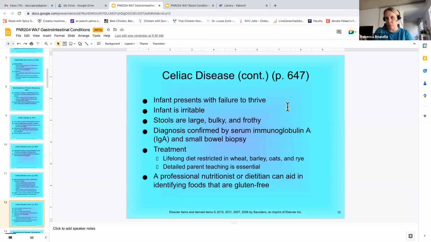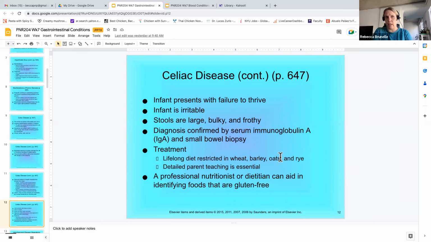So you would expect with celiac disease, they're not going to grow normally. They're going to have failure to thrive, irritability, bulky, frothy stools. It's definitively diagnosed with a small bowel biopsy, and then they can also look at your immunoglobulin A. So there's no treatment. They just have to avoid gluten for their entire life.